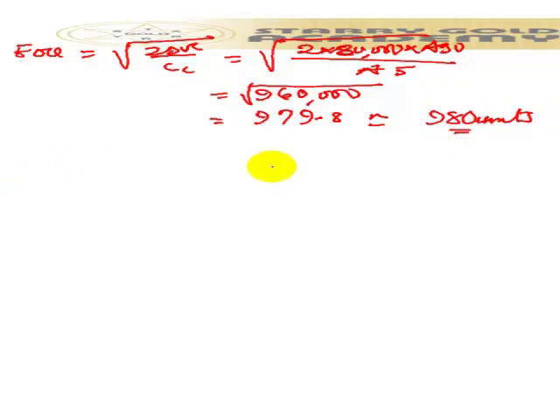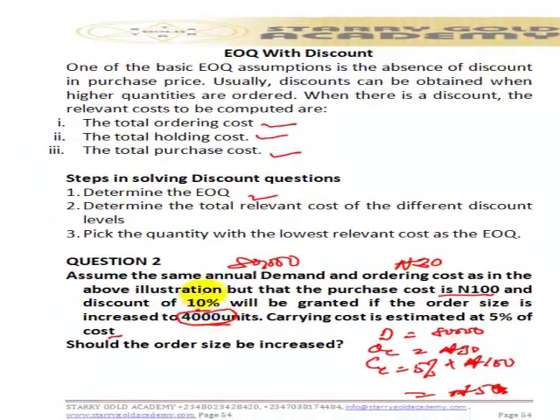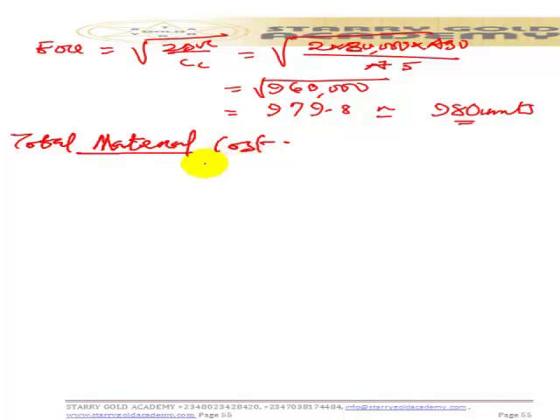So this is what the company is ordering. But we have been told that if the company can raise its order to 4,000 units, it will enjoy a 10% discount. So what we have to find is the total material cost. We do it without discount, that is if the discount is not taken, and with discount, if the discount is taken.